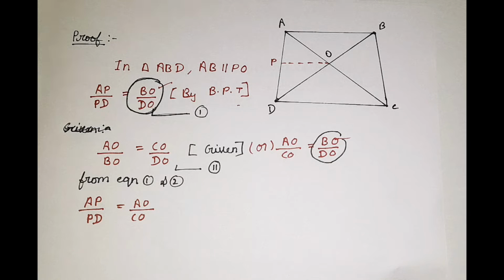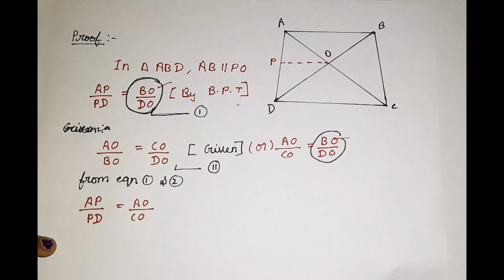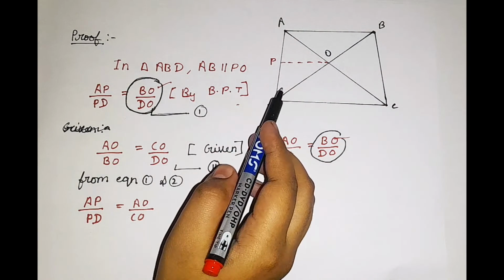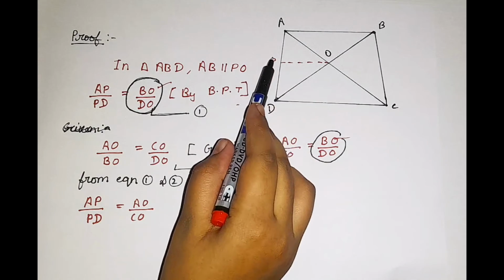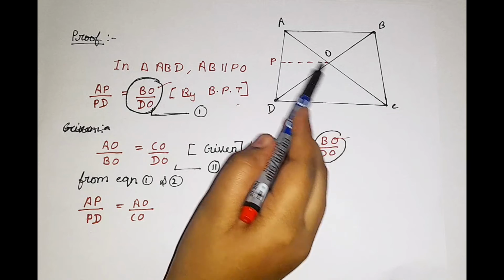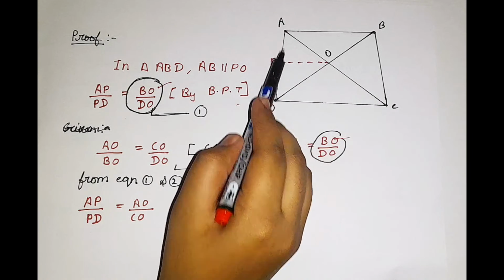Okay, so now I got something right over here, that is AP by PD is equal to AO by CO. Alright, so now let us look at this value in a quadrilateral. So this is a quadrilateral. So here where is AP? AP is here, PD is here, and AO is here, and CO is here. So it is lying on this triangle, that is ADC.